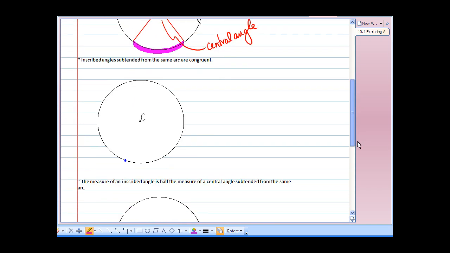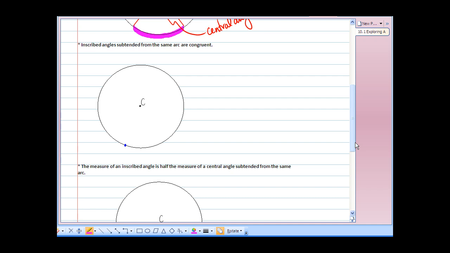Moving on. Inscribed angles subtended from the same arc are congruent. Sounds a little confusing, but let's just break that down. So let's just start with an arc. So if we indicate two particular points on my circle, we'll call these A, B. So right here I have arc AB, and then I will indicate point D on my circle and point E on my circle, and let's also put in a point F on the circle.